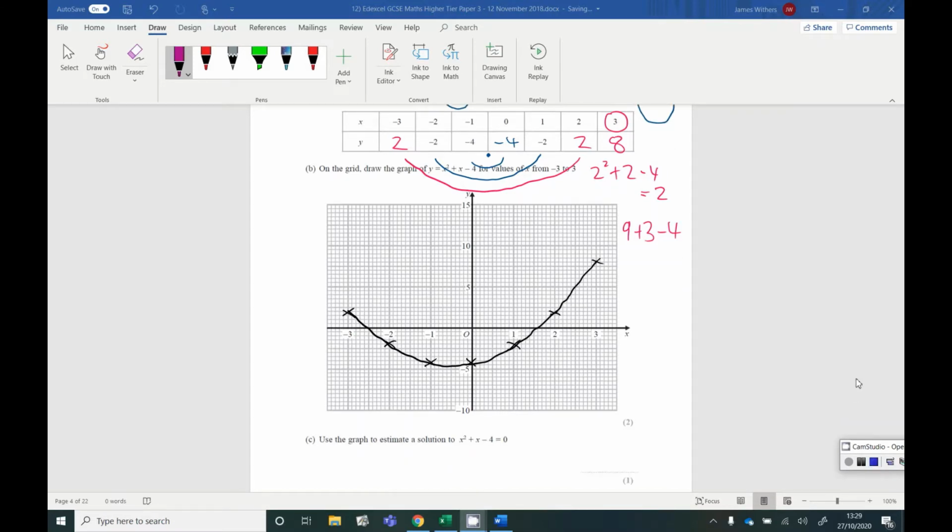Now for part B we've been asked to use the graph to estimate a solution where the curve equals 0. So this is where it crosses the x-axis, so here and here. Now I think on my graph it's at about minus 2.5, maybe minus 2.6 and 1.6. So as long as your graph ties in with your answers here, that's fine. The mark scheme accepted anything between 1.56 up to minus 2.56.